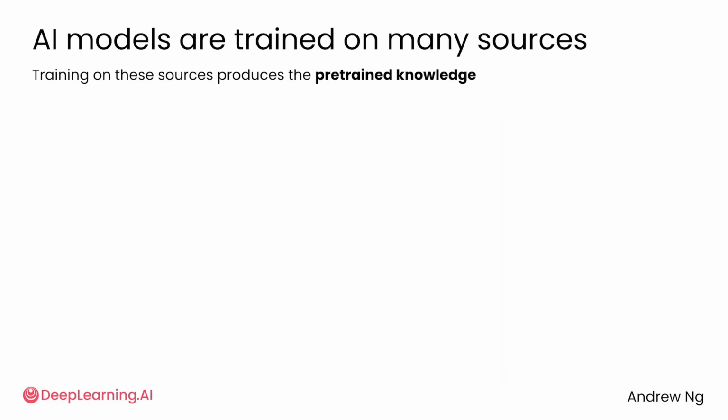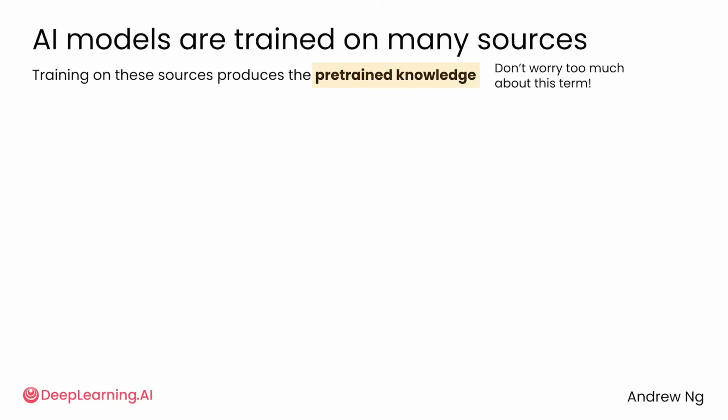AI models are trained on many different sources of information, mainly from the internet. And training on all of these very diverse sources of knowledge produces pre-trained knowledge. The term pre-trained is a technical term that you don't have to worry about. It turns out AI systems are trained in multiple steps, and this is one of the first steps of training that somehow wound up being called pre-training, which isn't a great term, but I wouldn't worry about why we call it pre-training. It's just what AI has learned from.